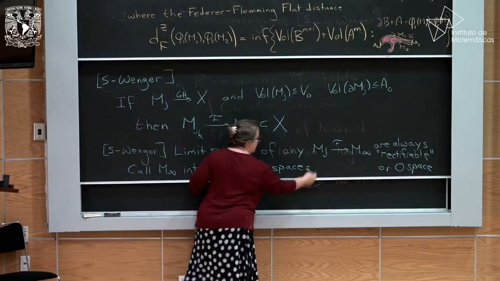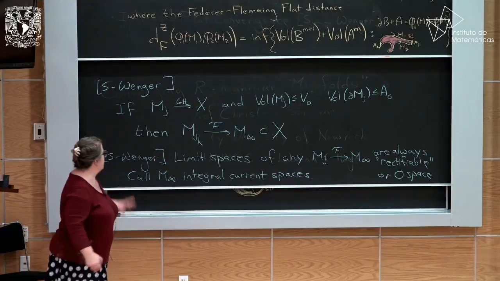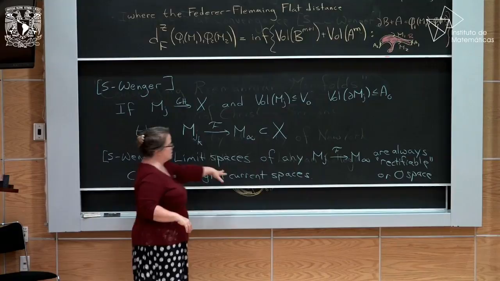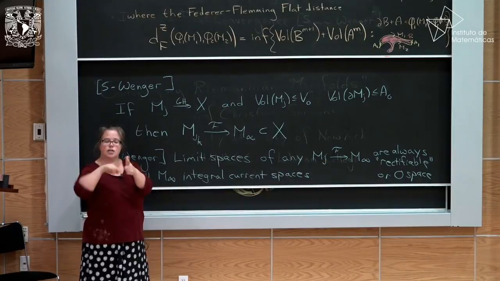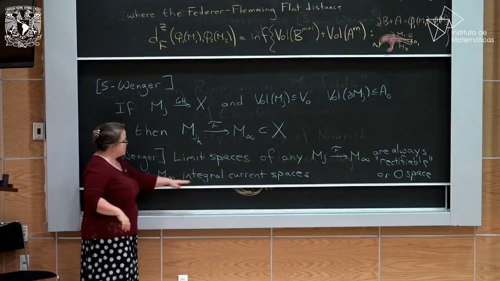And anything in that class of spaces, we can define intrinsic flat convergence. We can't define intrinsic flat convergence for arbitrary metric spaces, but we can for these things called integral current spaces, which are rectifiable, of correct dimension. They have a boundary that's rectifiable, so they have a notion of boundary, and they have a notion of what's called a mass, which is like a volume. And these are based on the integral currents of Federer-Fleming.